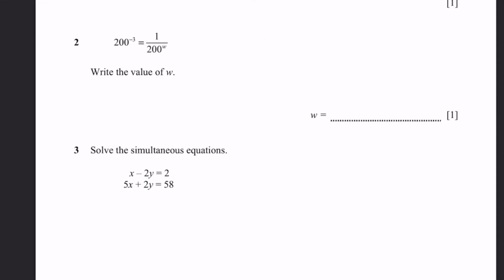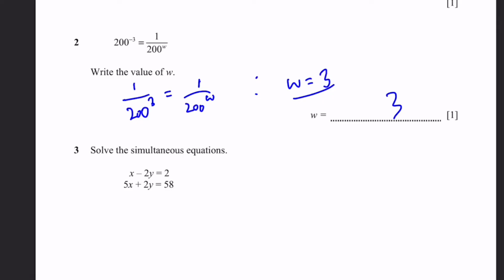Let's go to question 2. 200 to the power of minus 3 equals 1 by 200 to the power of w. Write the value of w. Well, 200 to the power of minus 3 is just 1 by 200 to the power of 3. That's 1 by 200 to the power of w. Now we can see easily that w is equal to 3 from this. That will be our answer.